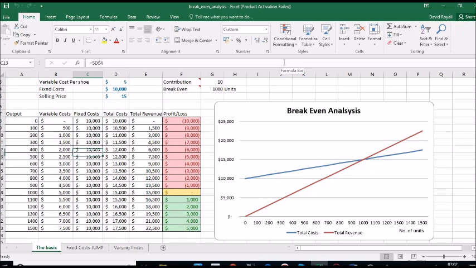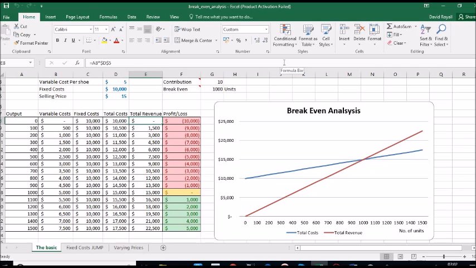Fixed costs stay the same. There we go. Total cost is these two added together. So let's go down and look at this example. 600. We've got 3,000 variable cost. Add that to the 10,000 and we get 13,000. That's total cost.